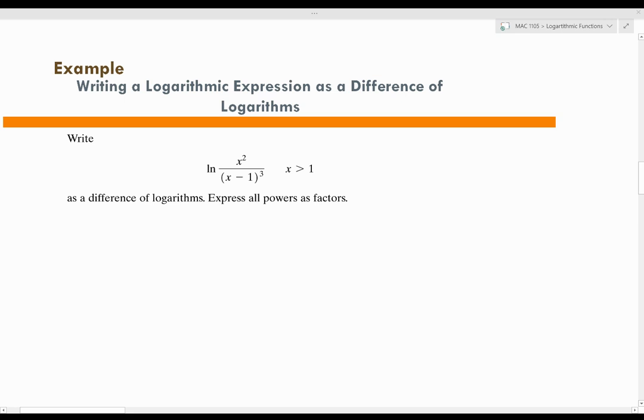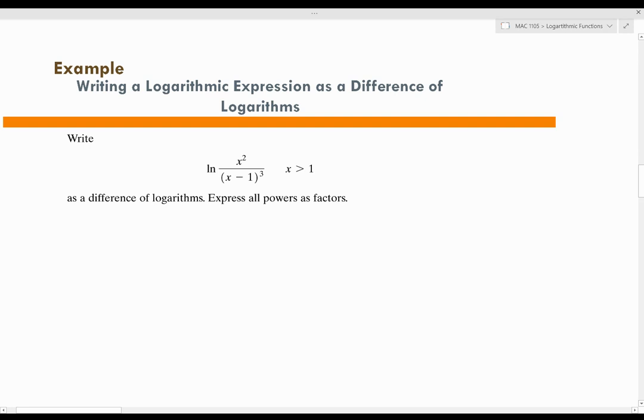All right, you guys, let's continue our discussion of properties of logs. Let's look at our next example. It says, write the natural log of x squared over (x minus 1) cubed, where x has to be greater than 1, as a difference of logarithms. Express all powers as factors.